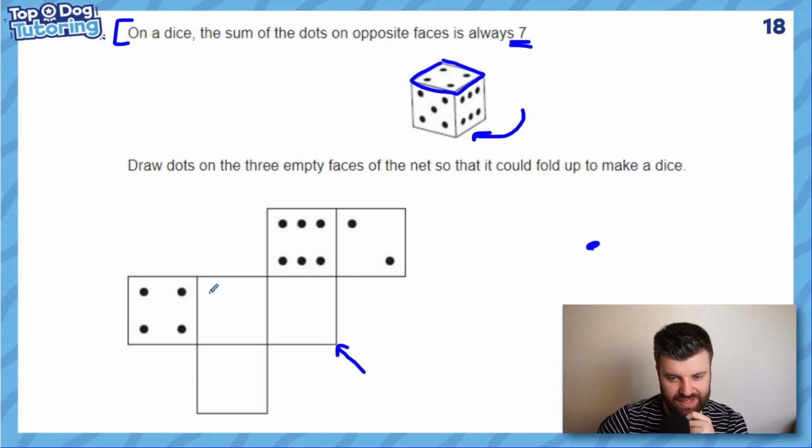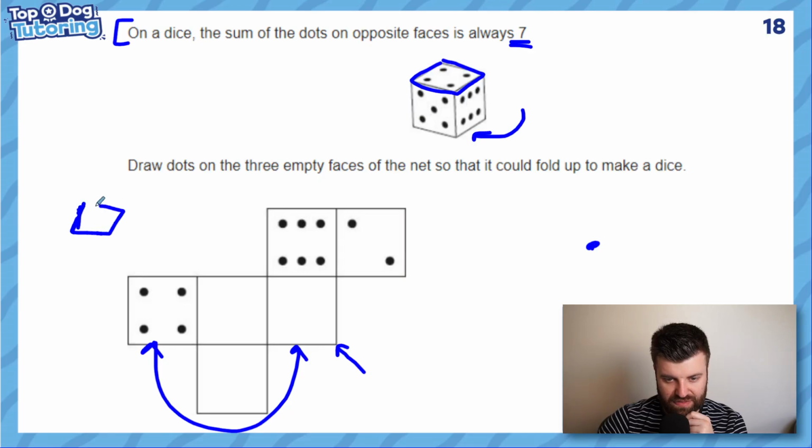But what we do know is that if this 4 is touching this one here, when it's folded up, the one underneath would be directly opposite the 4. So this 4 and this face are opposites. We could think about it when it comes to folding. We have the 4 here, then next to it this face, and then underneath, it's all joined up. 4 and the blank underneath, they're opposites. This one here must be underneath the 4, so it means we have a 3, because 4 plus 3 is 7.